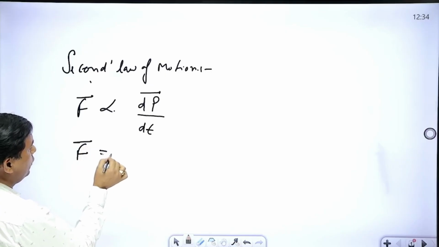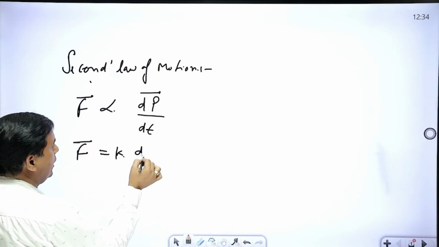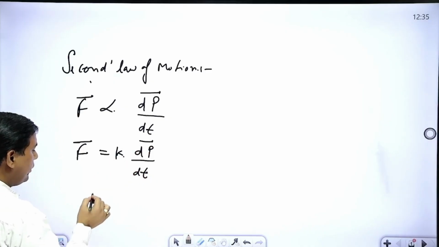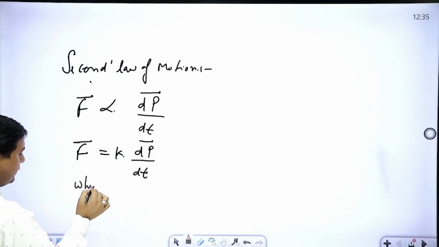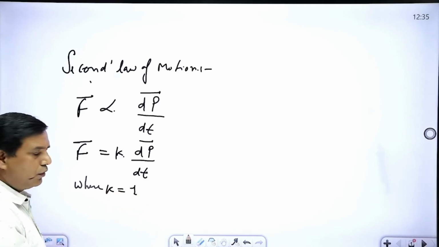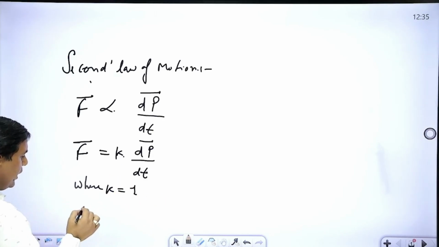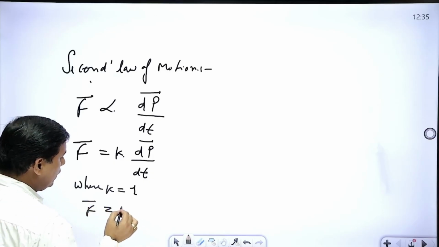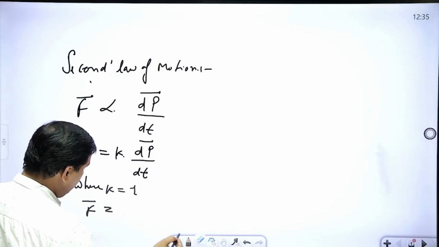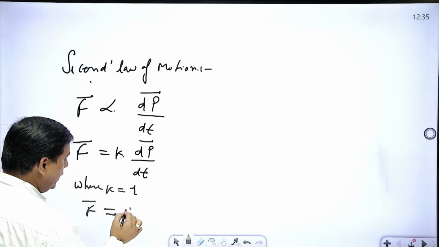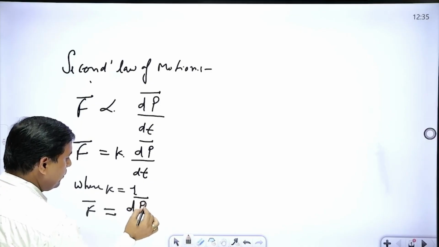F vector equals k times dp upon dt, where k is a constant whose value is 1. So the force vector F equals dp vector upon dt.